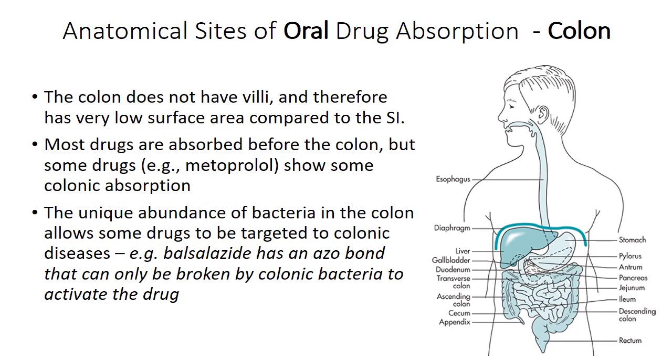So we're nearing the end of the GI tract. We're in the colon now. The colon has actually no villi, so it has a very low surface area compared to the small intestine. Remember, the main purpose of the colon is to store and desiccate the final stool. And there are a small number of nutrients absorbed there, but most drugs are not absorbed there. Most of them are in the small intestine.